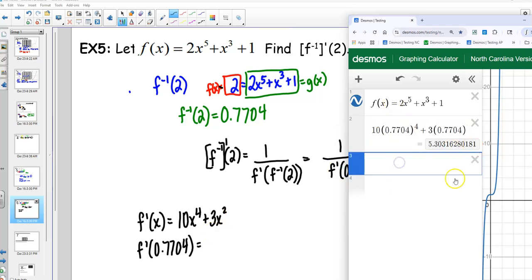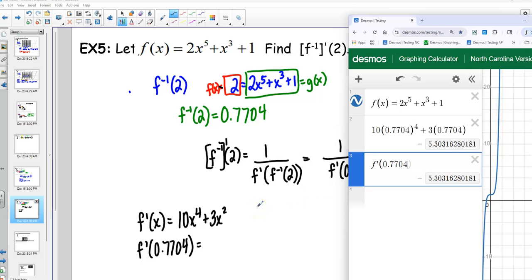But I don't know if I've shown you guys this on Desmos yet. If you have f of x here, you can find the derivative at a point by just typing in f prime of 0.7704. So you don't even have to do the derivative by hand. It finds the derivative for you and plugs that number in. Notice how we're getting the same thing we would get here. If you're using this on a calculator active question, that is a shortcut that you can use.